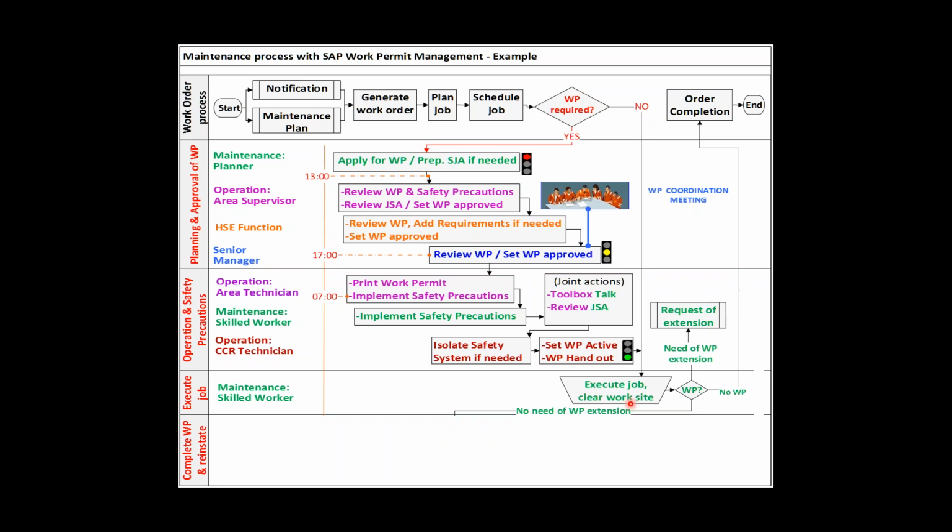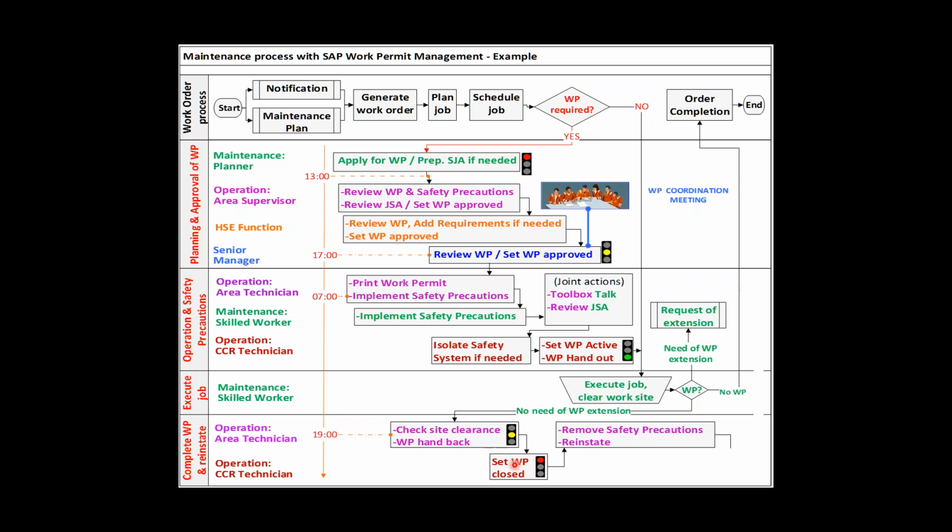Now, there is another question. How about the work permit? If the work permit needs an extension, then we go to the request of extension. If it does not need any extension, then the permit is cleared by the area technician and handed back with signatures, so that after that the CCR technician is closing the work permit. And only after the closure of the work permit in the system, you can see here that when it's closed, it becomes red. That means it's not safe anymore.